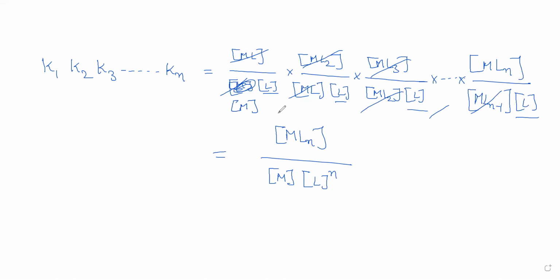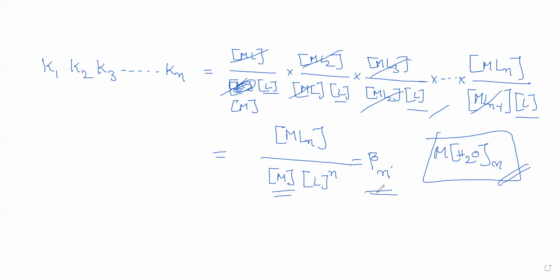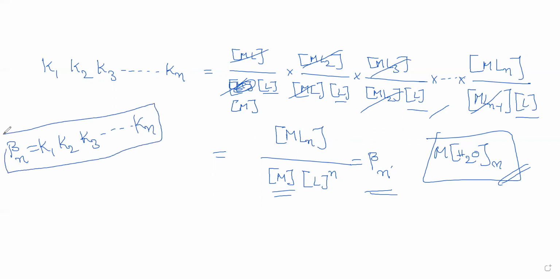So M refers to MH2O, that is, the M(H2O)n complex only. He's talking about the concentration of metal ion actually. So this is nothing but my overall stability constant beta n. Beta n is nothing but K1 into K2 into K3, so on up to Kn. That is, the overall stability constant is the product of the stepwise stability constants.